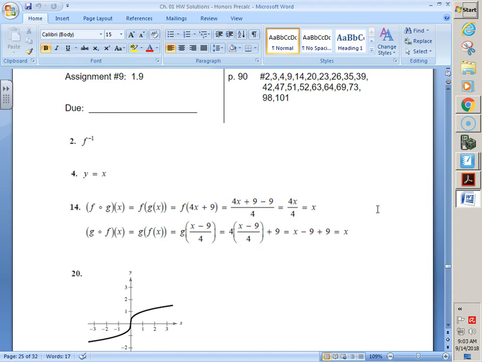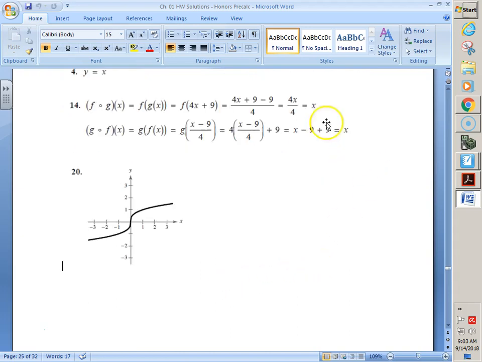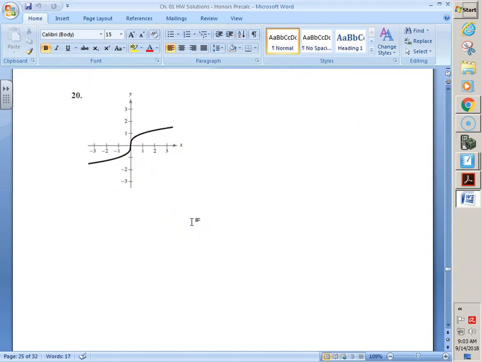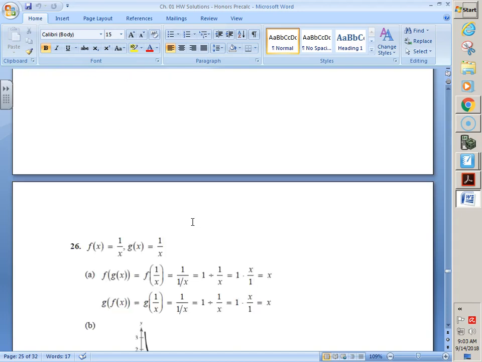Okay, sorry. Number 2 was notation, f inverse. Number 4 was the identity function, y equals x. Number 14, you guys hopefully got down to x for both. Number 20, did you graph the inverse properly? That one was a little bit hard. You had to kind of flip piece by piece by piece, but that would have been the inverse graph.